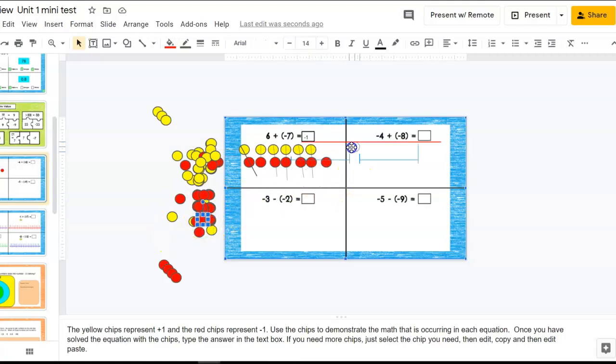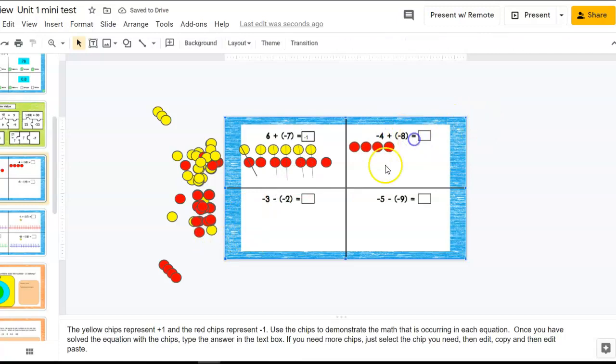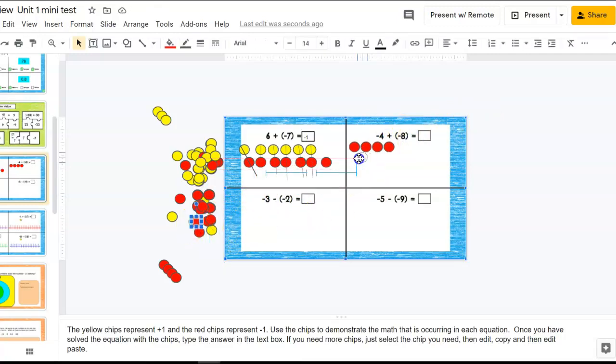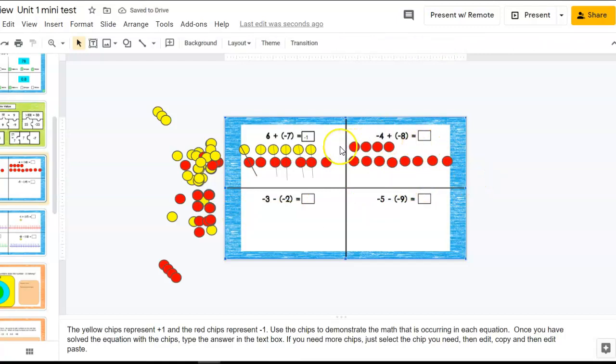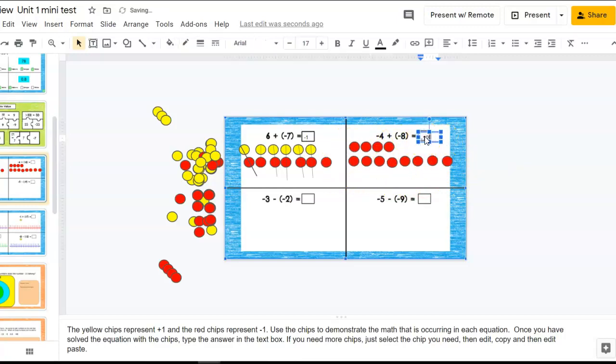Negative 4. 1, 2, 3, and 4. There's my negative 4, and I'm adding a negative 8. I'm adding a negative 8. So 1, 2, 3, 4, 5, 6, 7, 8. So now I'm going to count these up. 4 plus 8 is negative 12.